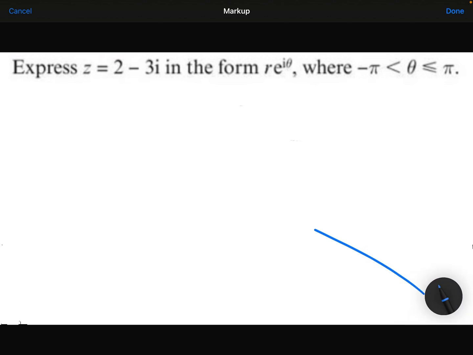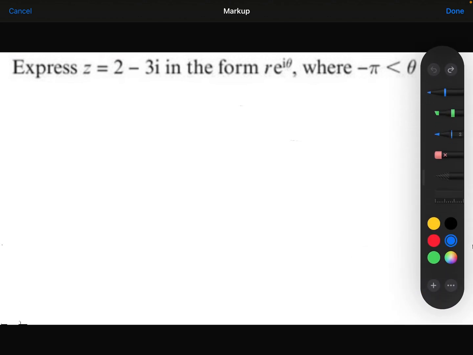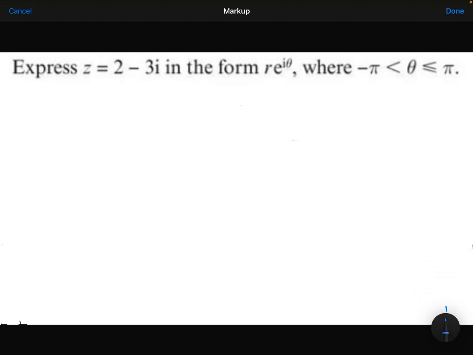Next, we have got a number in Cartesian form, z equals 2 minus 3i, and we want to write this in exponential form, r e to the i theta. So I want to work out what the modulus is, and I want to work out what the argument of this number is. So I'm just going to draw a little sketch. 2 minus 3i is here. So this is the argument here that I'm going to need to find. This is 2, this is 3.